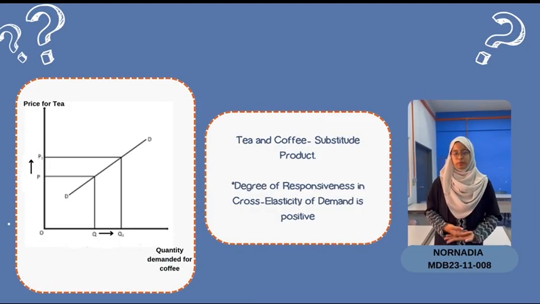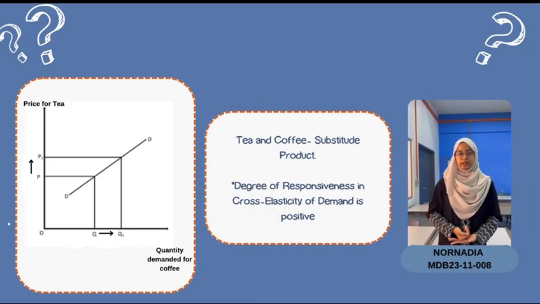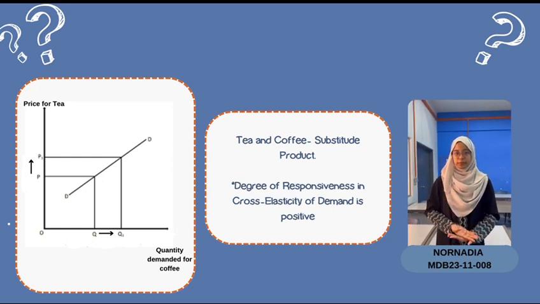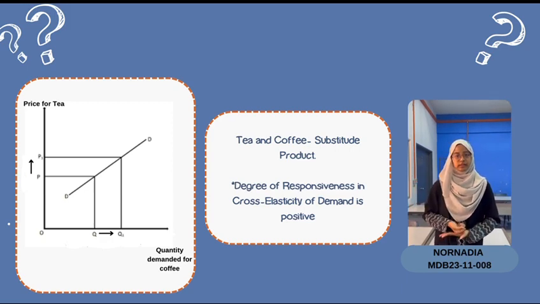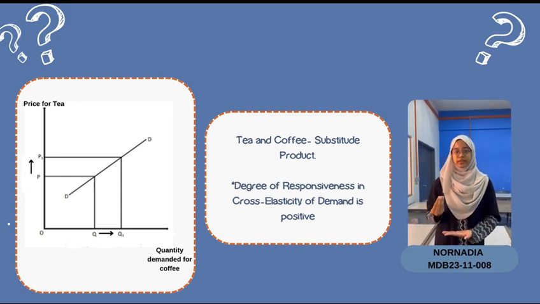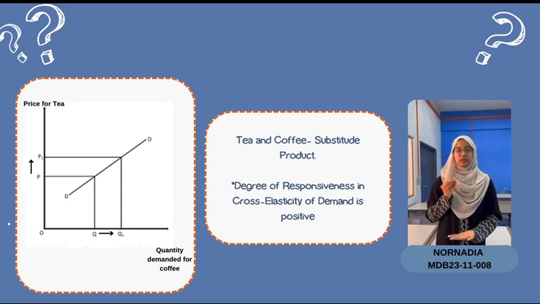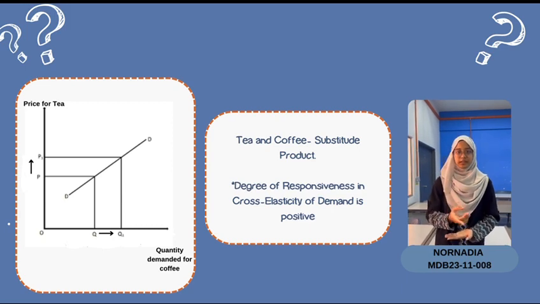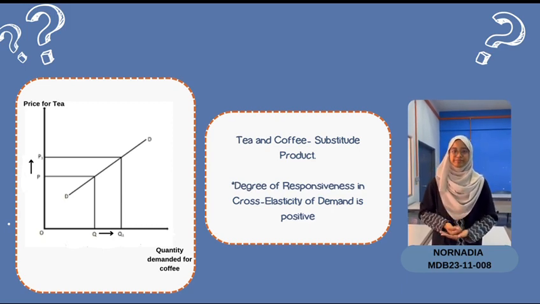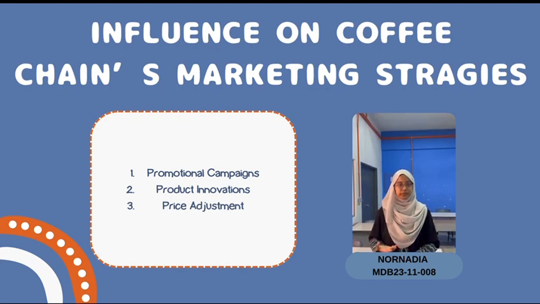So from the graph, we can tell that when the price of tea increases from P1 to P2, then the quantity demanded for coffee will also increase from Q1 to Q2. This shows that the cross elasticity of demand for this situation is positive because the relation between tea and coffee are substitute goods. So how can this situation influence the coffee chain's marketing strategy?